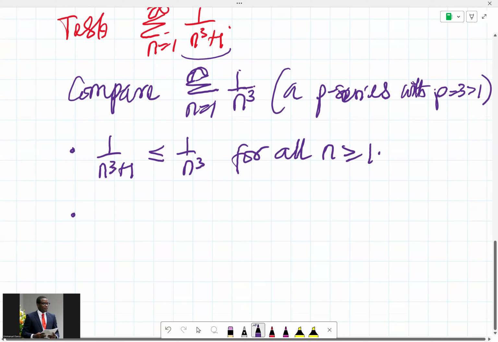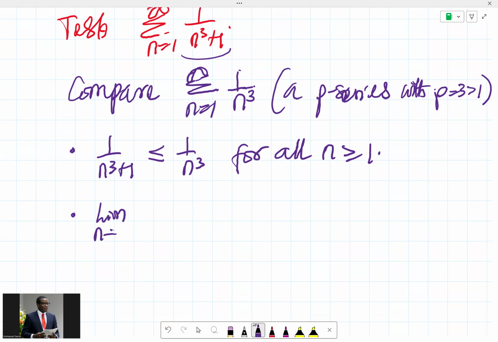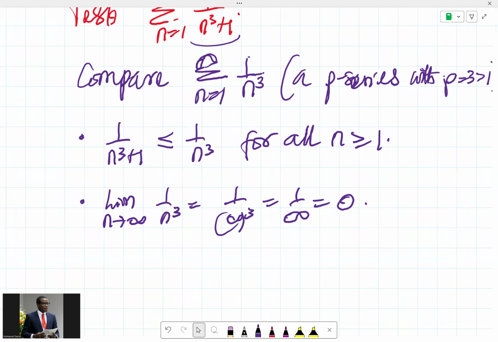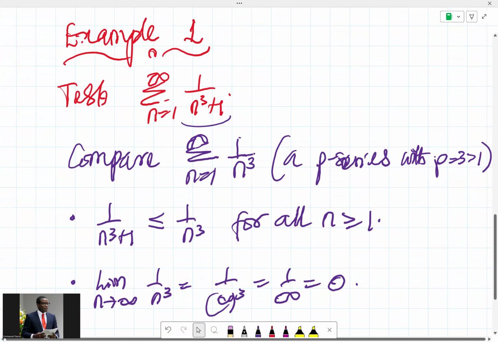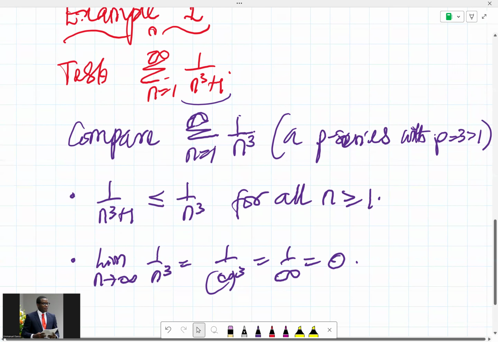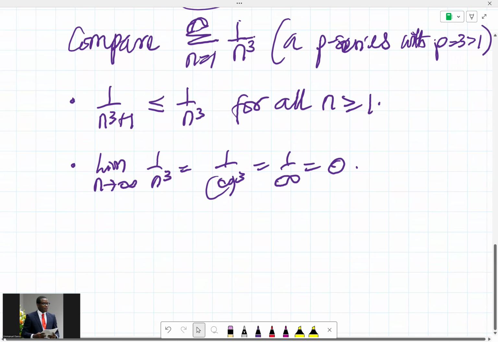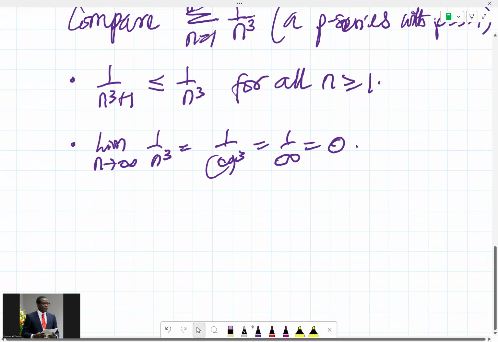And in this case now, if you do the limit as n tends to infinity of 1 over n cubed, the first thing you should do is substitute directly. That's 1 over infinity cubed. That's 1 over infinity, and that is simply 0. And 0 is a good answer, right? 0 means the limit converges to 0. So based on that, we can see that the function we are comparing the original function with actually converges.